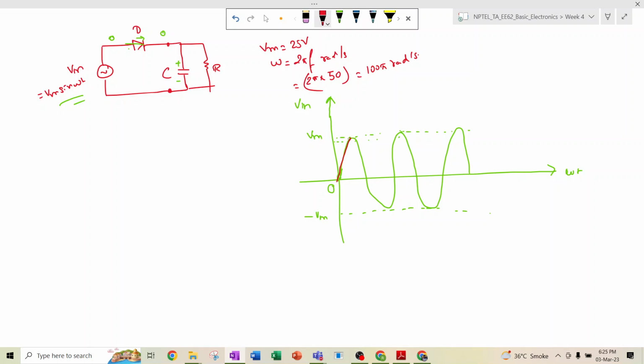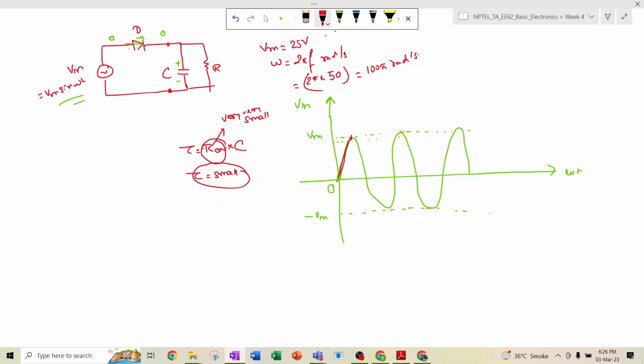Why does it instantly get charged? Because there is a short circuit path, so tau is nothing but the on resistance of the diode times the capacitance C, and this on resistance of the diode is very small. So that means the time constant becomes very small. That means in a very small time it gets fully charged. So the capacitor value follows the input signal and it gets charged till this point Vm.